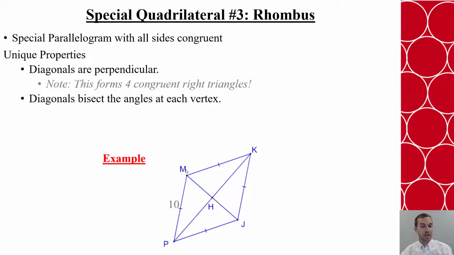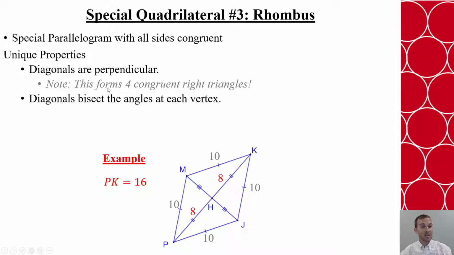Say that MP is 10, then I know each of those 4 sides of the rhombus are all 10 units. Now, what if I told you that PK was 16? I would know then that PH and HK would both have to be 8 units. And then the question may come, well, what is MH or even MJ?